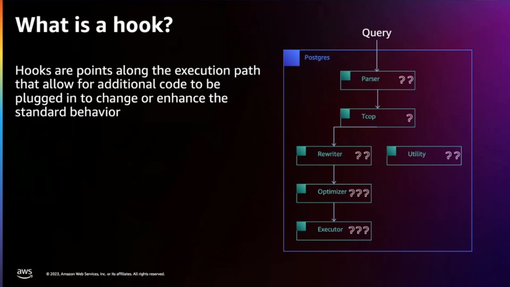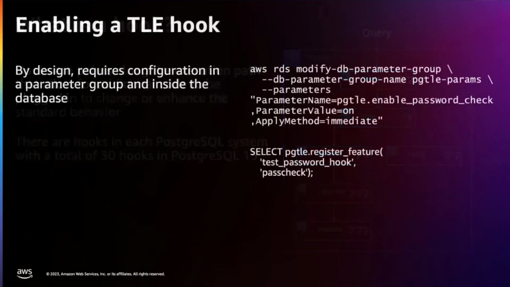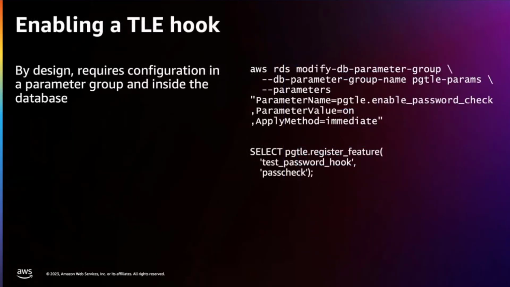So hooks are very powerful, and they're able to plug into all different parts of the Postgres system. Currently, there's a total of 30 hooks in Postgres 15. And what's great is that a lot of the extensions already out there for Postgres do utilize hooks to build out all sorts of functionality. Now, trusted language extensions also allow you to enable hooks. And currently in TLE, we support the password check hook that I was describing.